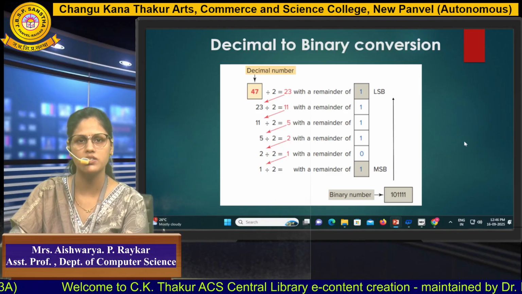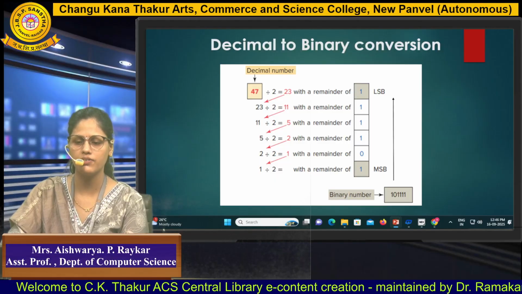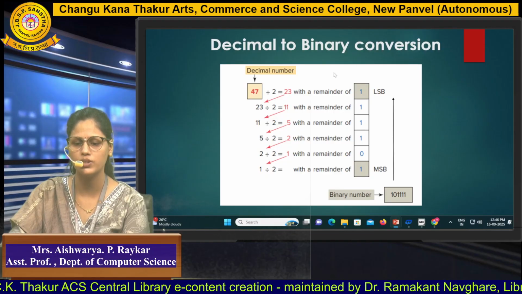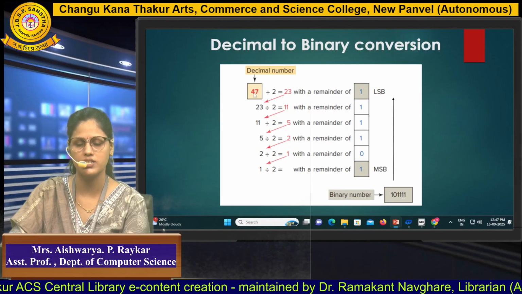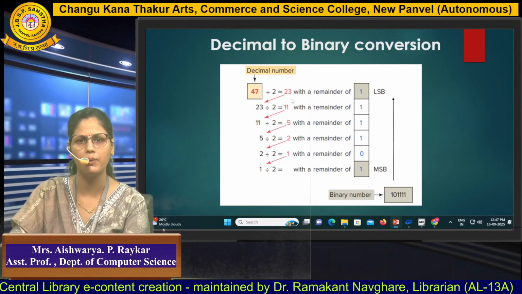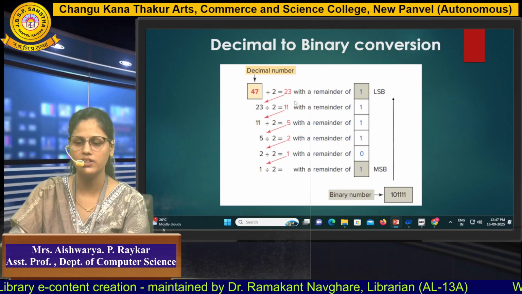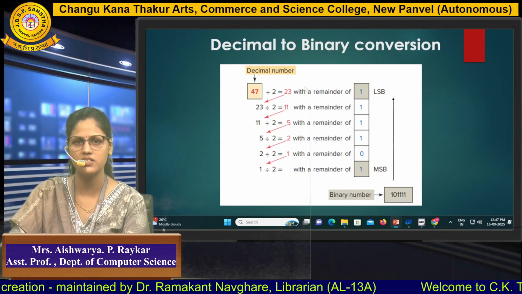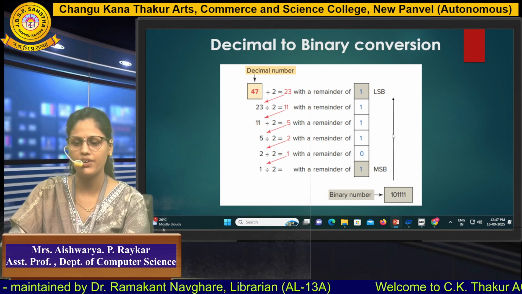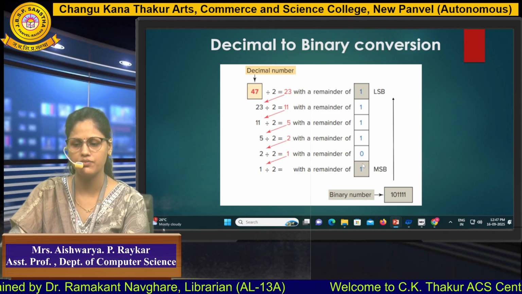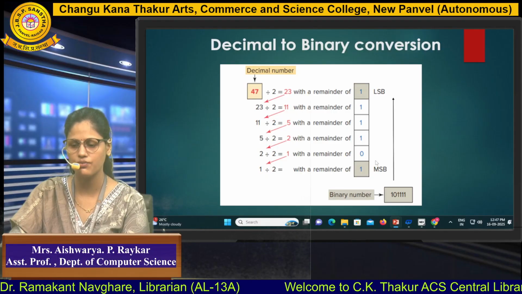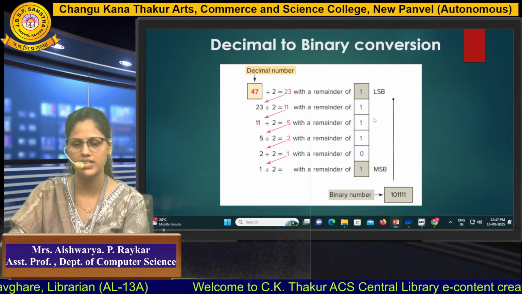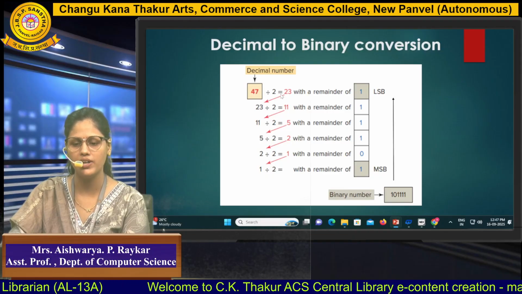Now let's move towards the conversion. Whenever we are given a decimal number and we are supposed to convert it into binary, how do we do that? Suppose the given number is 47. We will simply divide that number by 2. While doing the division, the way we do division in mathematics, in the same way we will do it. We will write the remainder here, and we will write the answer sequence from bottom to top. As we can see here, 47 divided by 2, 23.